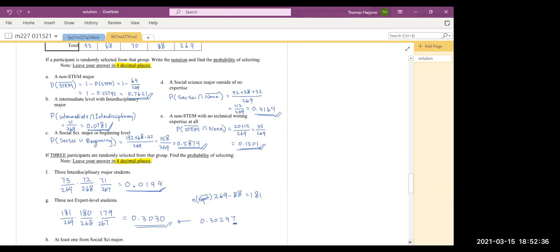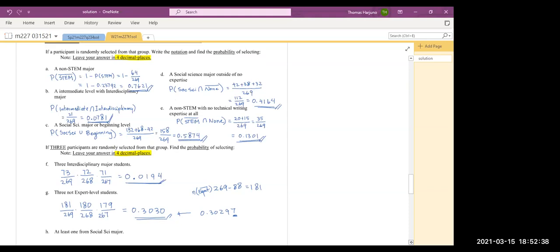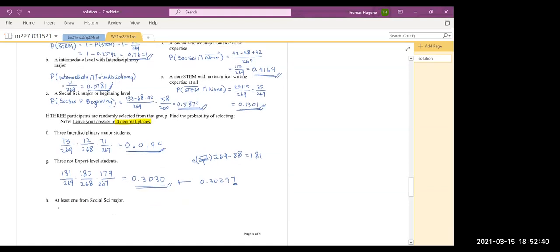Okay, the last one from here, at least one from social science major. The probability of at least one from social science is the complement of no social science.